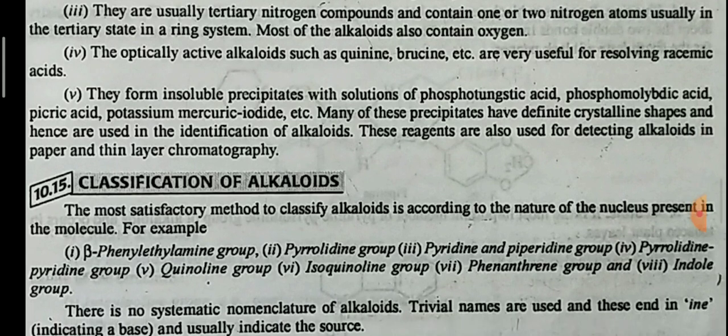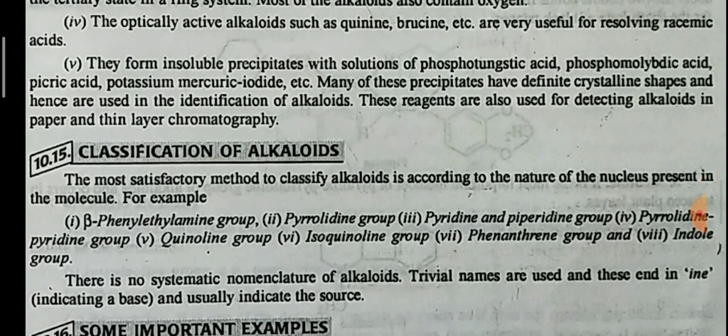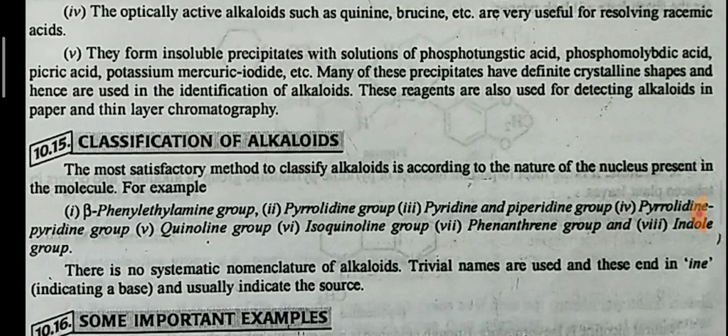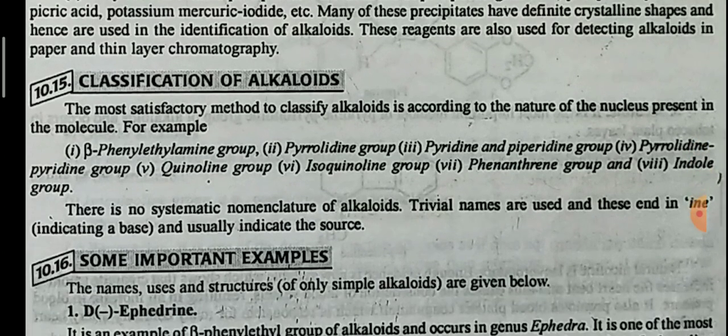They form insoluble precipitates with solutions of phosphotungstic acid, phosphomolybdic acid, picric acid, potassium mercuric iodide, etc. Many of these precipitates have definite crystalline shapes and hence are used in the identification of alkaloids. These reagents are also used for detecting alkaloids in paper and thin layer chromatography. Classification of alkaloids.